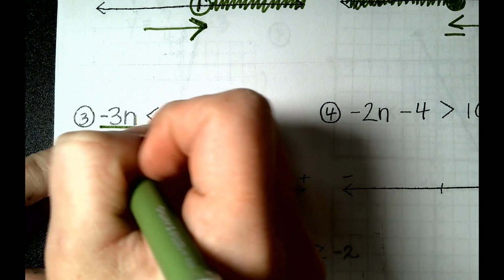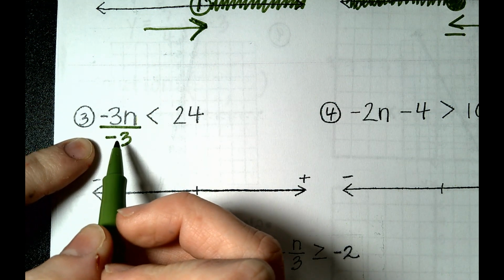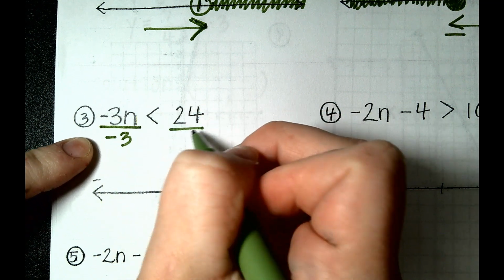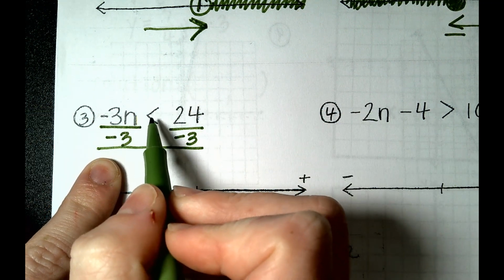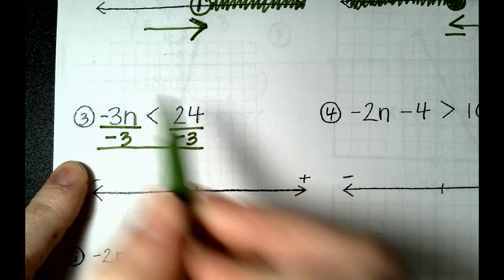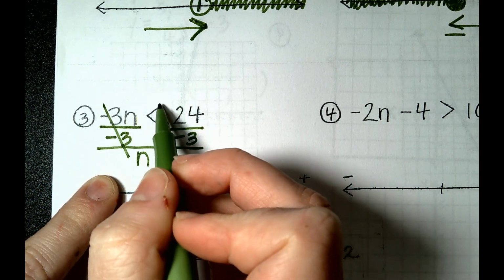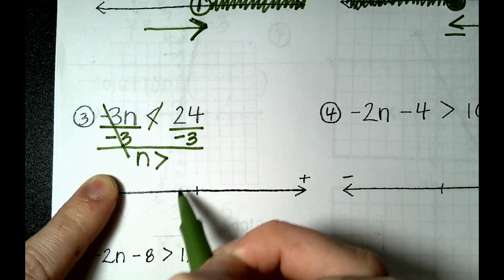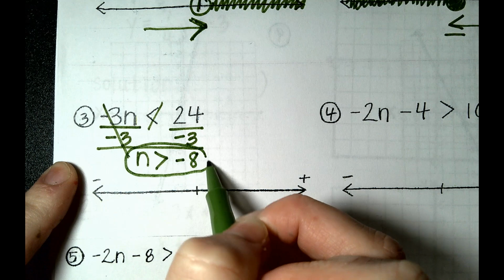Oh, alarm bells should be going off. We're dividing by negative 3. So, at the next step, what happens to my sign? We flip it. Yes. Now we have n is not less than, greater than negative 8. Good. That's our answer.